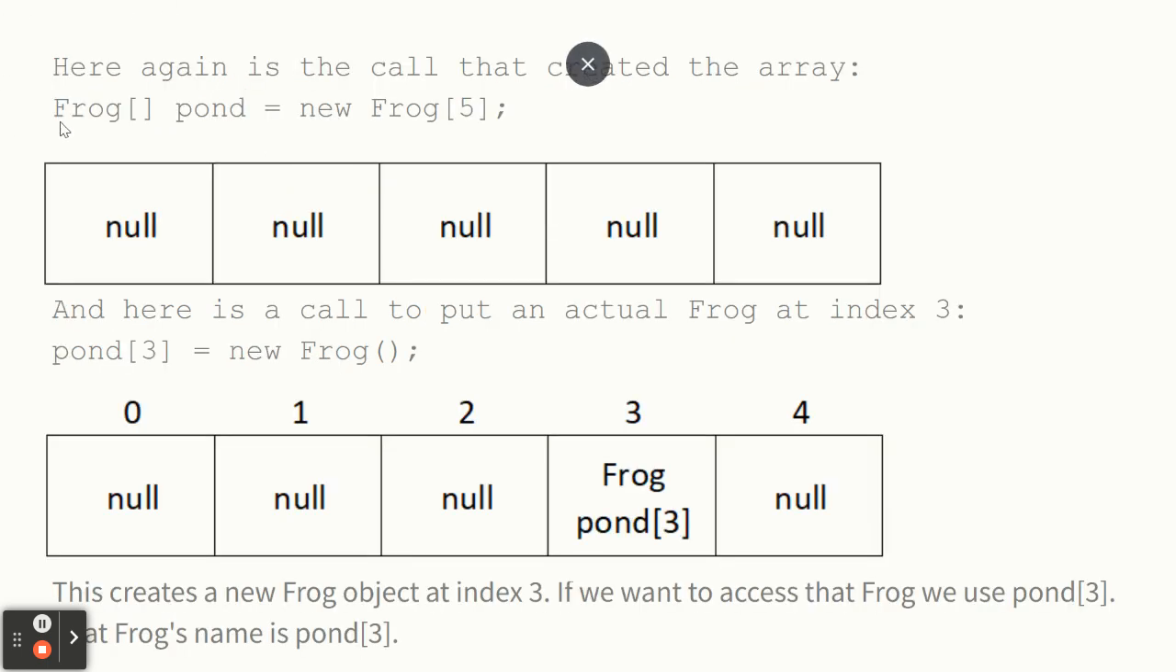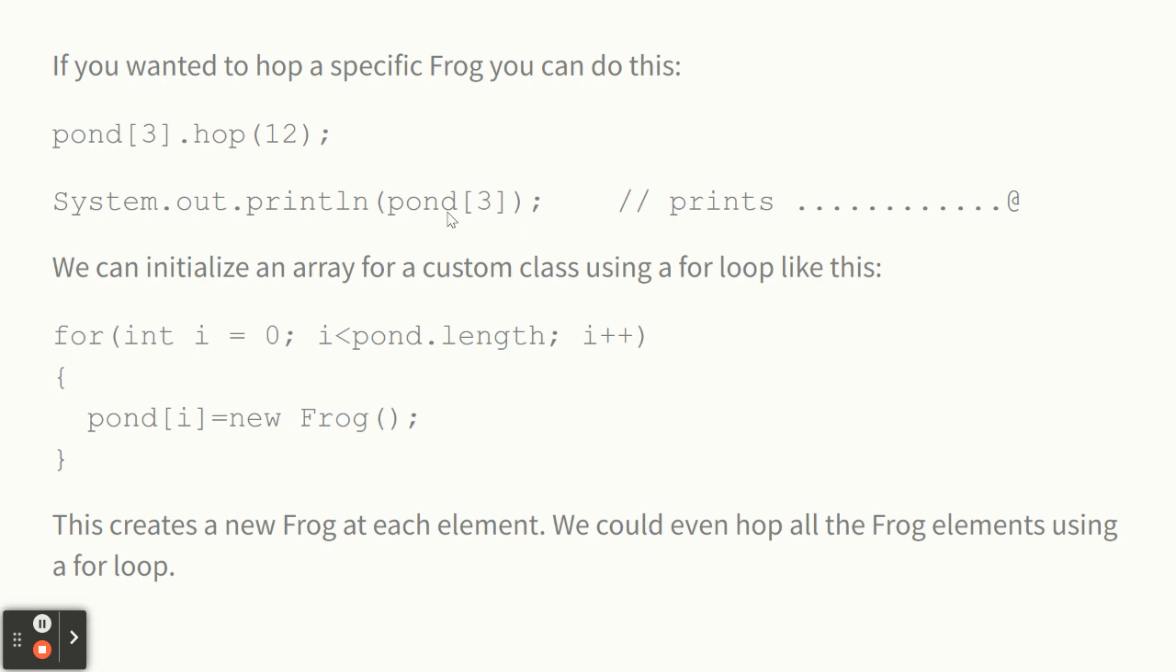If I made this call, frog array pond equals new 5 element frog array, they're all null. And then here, look, I said pond at 3 equals new frog. That puts a frog in here, and that frog is named pond at 3. So you can refer to that frog anytime you want by saying pond at 3, and you can hop it. Pond at 3 dot hop 12. And then if I printed pond at 3, it would print the frog just like it always does.